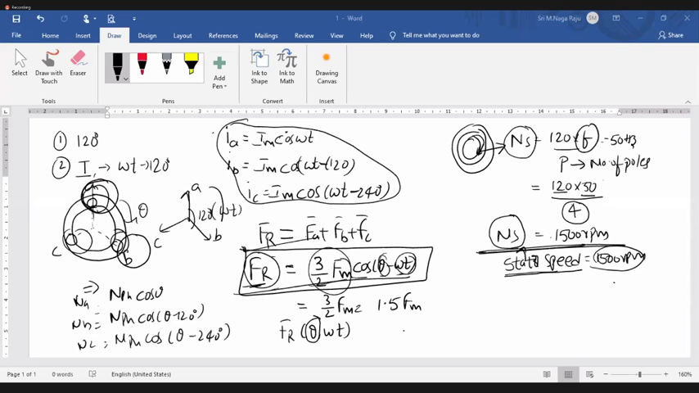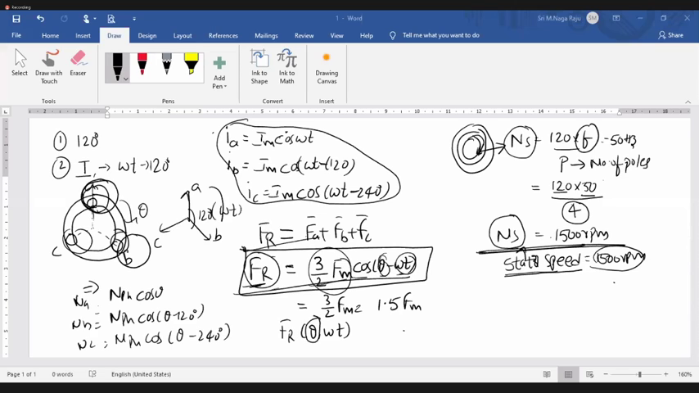Now we can define the slip. It is defined as Ns minus N by Ns, the relative speed divided by Ns. Percentage slip is that into 100.